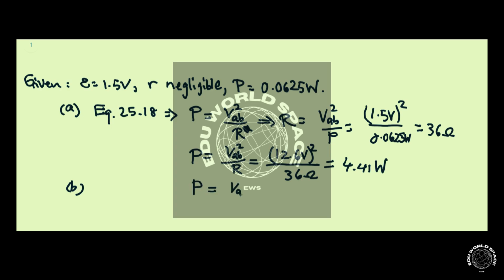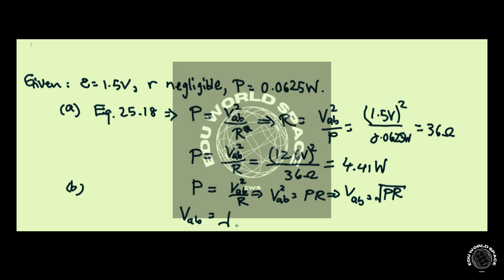So over here we're given P and V, and we have to find R. Over here we're given V and R, and we have to find P. And now we're given P and R, and we have to find V. So applying the very same equation again, and then you just take the square root, right? So VAB is the square root of the power times the resistance. And let's plug in the numbers that we're given.